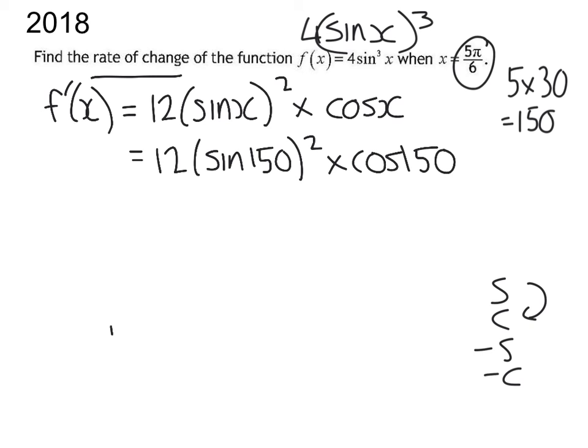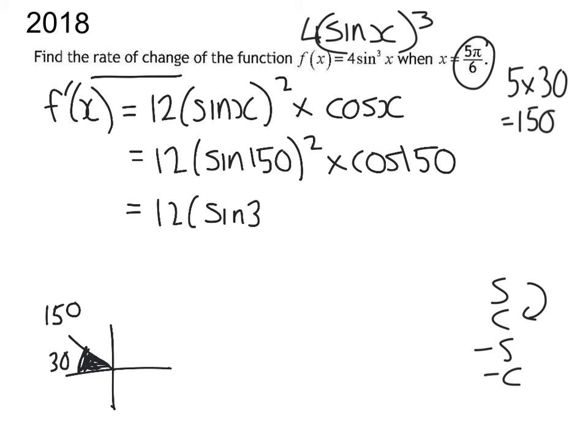Right, 150. Let's draw our old sine tan cos table. 150 falls here, so we use this angle in here, bringing it to the horizontal, which is 30. Now sine is positive in there, so sine 150 is the same as sine 30. Cos 150, however, cos is negative in that box, so that is the same as negative cos 30.